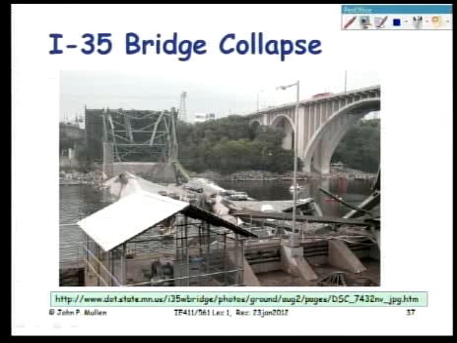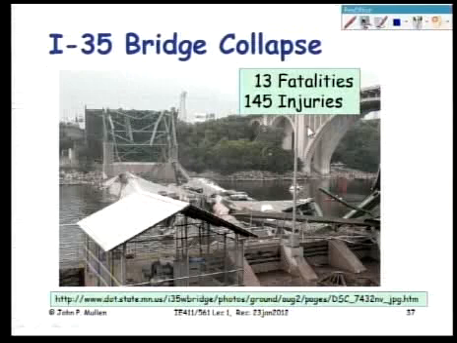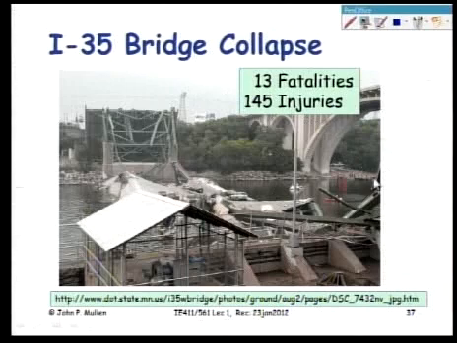It just collapsed. Fortunately, it wasn't really busy when it collapsed, but still 13 people died and 145 were injured. We're going to talk about this later, and you'll see the before and after. But part of the problem here is this bridge used a new kind of construction, and people weren't entirely sure how to react to the data they were getting from the bridge, which told them about what was going on. And actually, it was an effort to make the bridge safer that led it to collapsing.